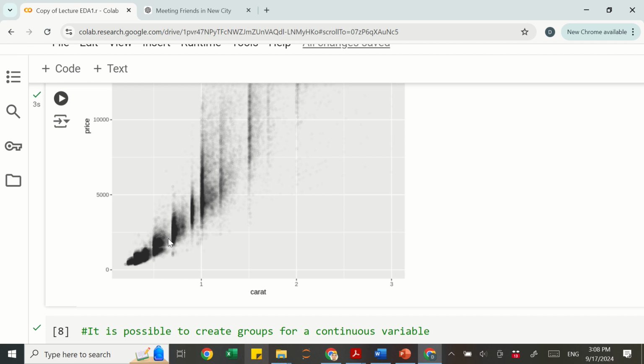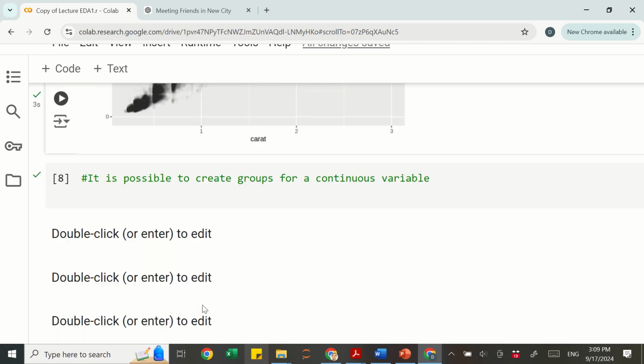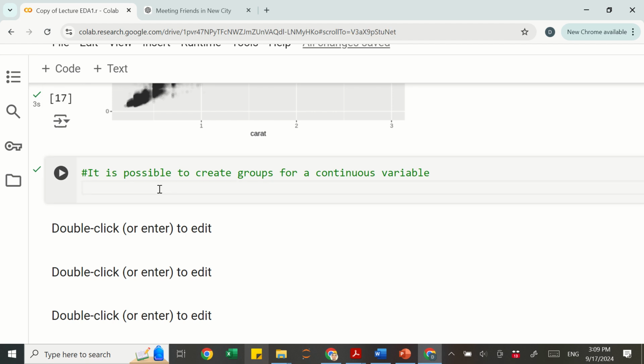Initially we're going to get an error because carat is a continuous variable, so it's impossible to create one box plot per point. That's going to be a mess, like 54,000 box plots here. That's not a possibility. So let me show it to you real quick how it looks.